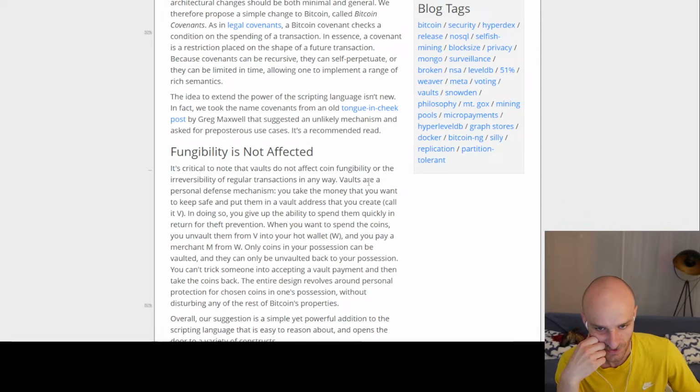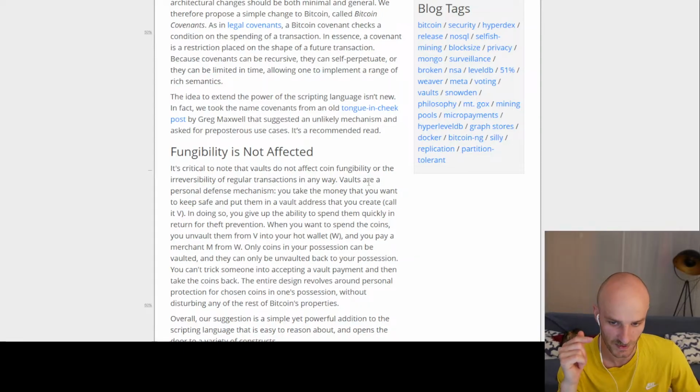Fungibility is not affected. It's critical to note that vaults do not affect coin fungibility or the irreversibility of regular transactions in any way. Vaults are a personal defense mechanism. You take the money that you want to keep safe and put it in a vault address that you create. Call it V. In doing so, you give up the ability to spend it quickly in return for theft prevention.